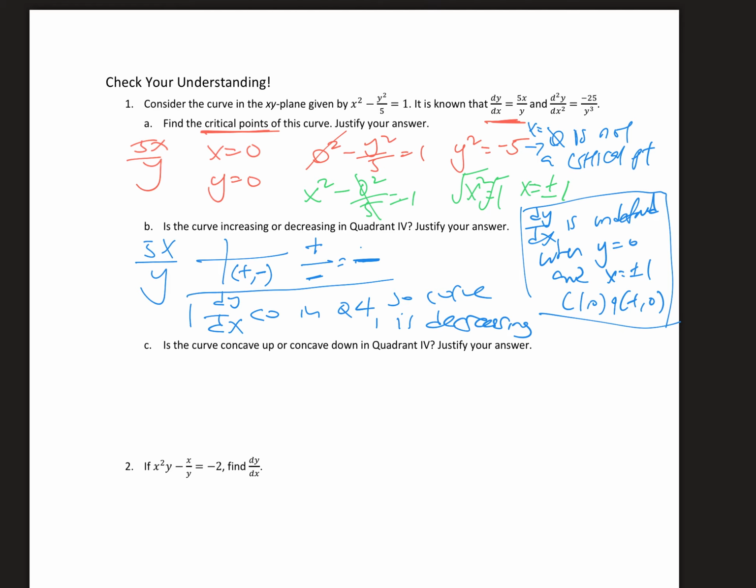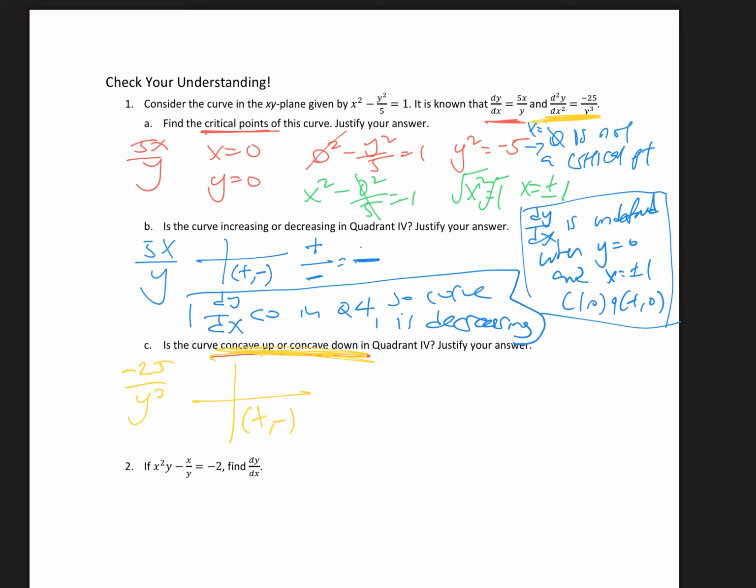And this will be my justification right there. Number three, is the curve concave up or concave down in quadrant 4? Justify your answer. This time, we're looking for concavity. So that means I'm looking at the second derivative. I'm going to use yellow here and refer back to here so you can have color coding. So I'm looking at the second derivative, which I'm going to write down: negative 25 over y to the third. So I'm looking at quadrant 4 once again.